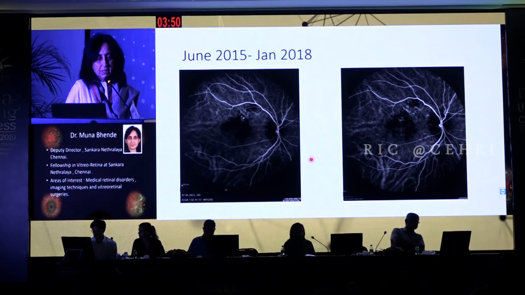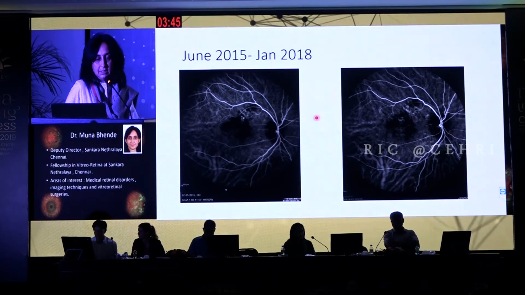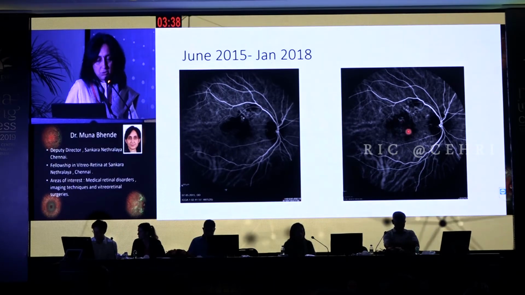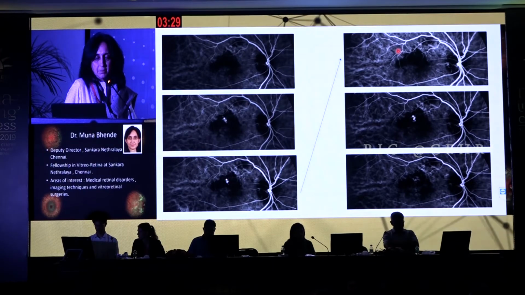This is one of my own patients, and this is the period from June 2015 to January 2018, a patient with a small polypoidal network, active polyps, and this is January 2018 when you see the lesion has totally disappeared. But what happened in between? You see the first treatment, after the first treatment, polyps disappeared, they reappeared, again appeared, disappeared, reappeared a little bit different location, and then finally disappeared altogether, indicating that just polyp regression alone may not be a sign of complete resolution.